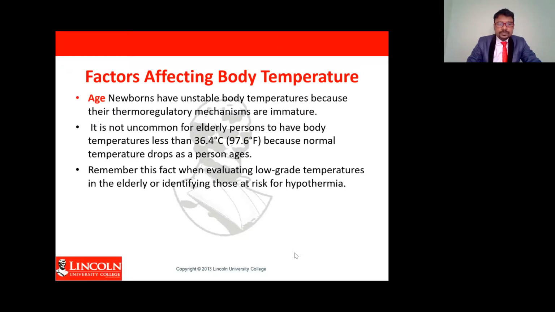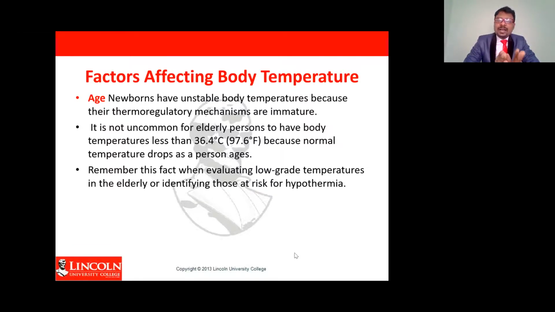Okay, the first one is the age factor. How is the age factor going to alter the body temperature? Just now we saw the newborn having an unstable body temperature because their thermoregulatory mechanisms are immature, so it's not constant. It is not uncommon for an elderly person to have a body temperature of less than 36.4.